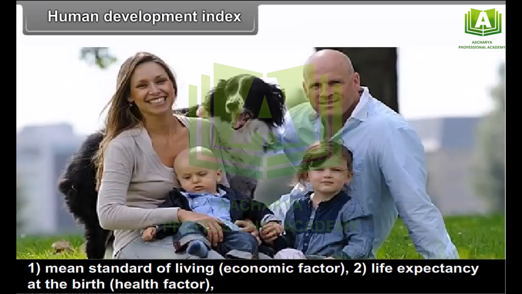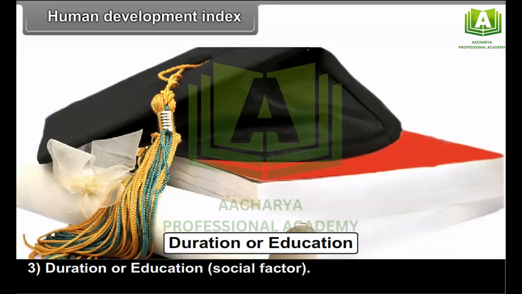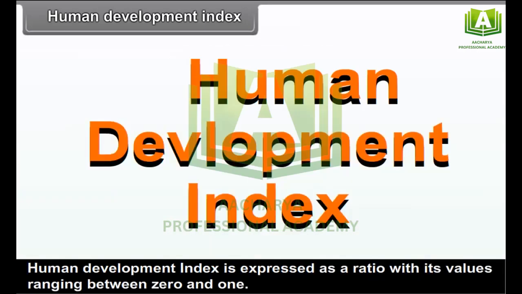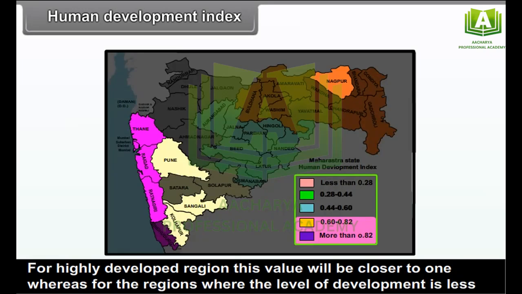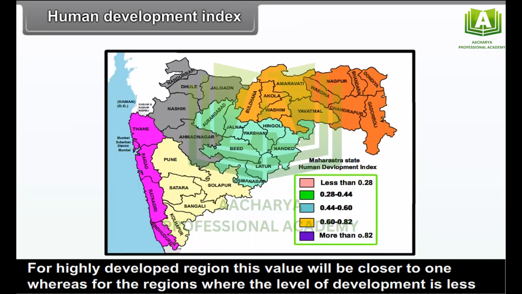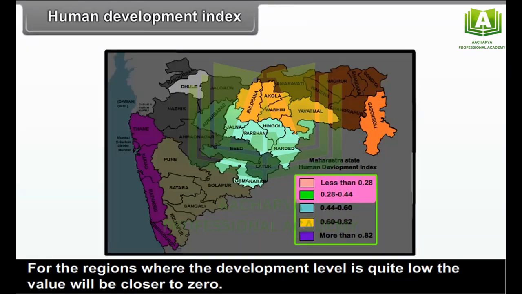Mean Standard of Living, Economic Factor. Life Expectancy at Birth, Health Factor. Duration of Education, Social Factor. Human Development Index is expressed as a ratio with its values ranging between 0 and 1. For highly developed region, this value will be closer to 1, whereas for the regions where the level of development is less, this value will be decreasing.